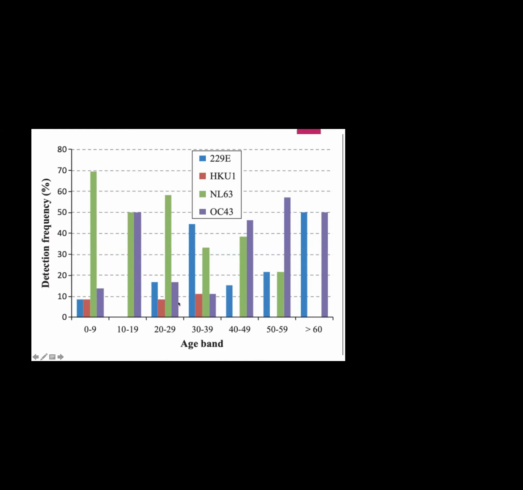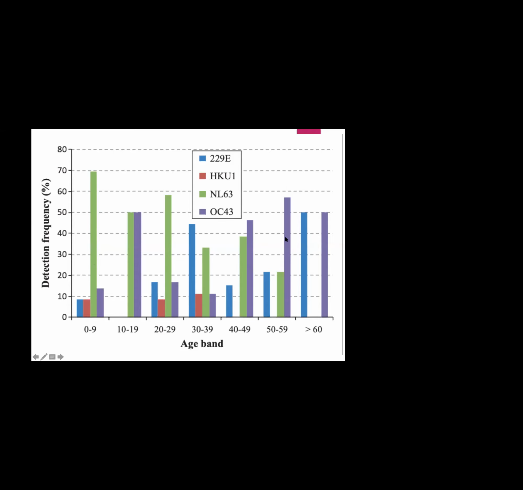This Netherlands 63 strain of the coronavirus is very common. It's floating around, and this is from a Brazilian study that looked over 7 years, I believe. This color here, the NL63, shows the detection frequency of this virus in different age groups. You can see in age 0 to 9, it was 70%. And it just steadily drops off up to age 59. And if you look at anybody greater than 60, no cases at all of NL63 were detected.